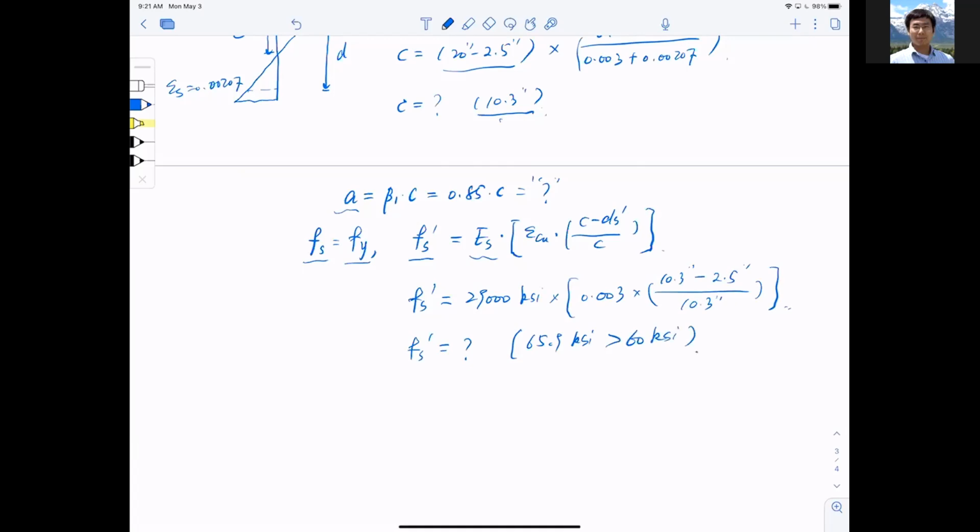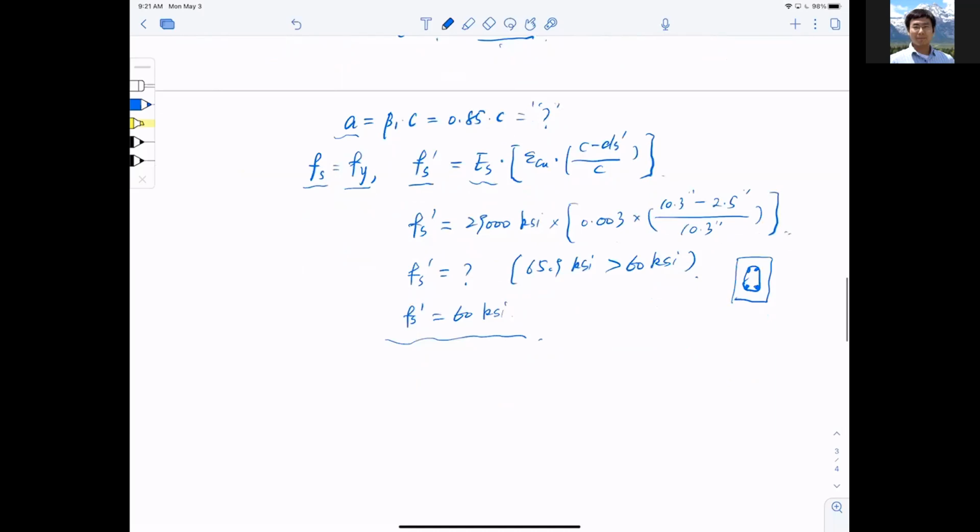Okay, but what did we say last lecture? Because we have ties in the column, these steel bars in compression are allowed to yield, and so we have fs prime capped to be 60 ksi. Okay, all right. I already gave you some numbers, but please go through them. Okay, fill in the blanks so you know what they are.